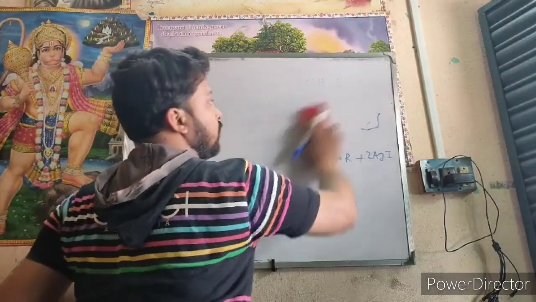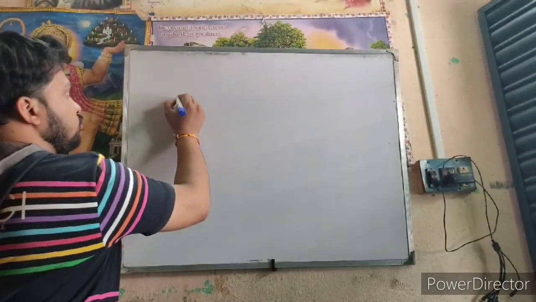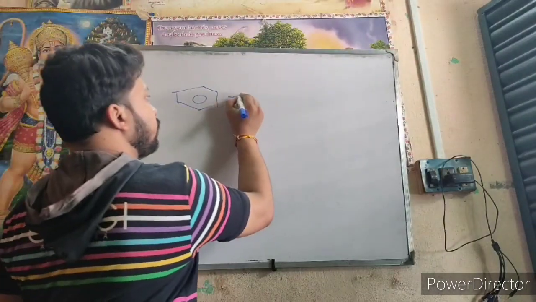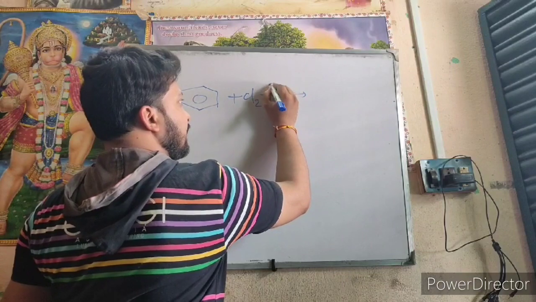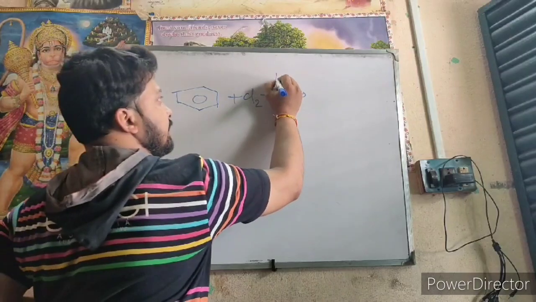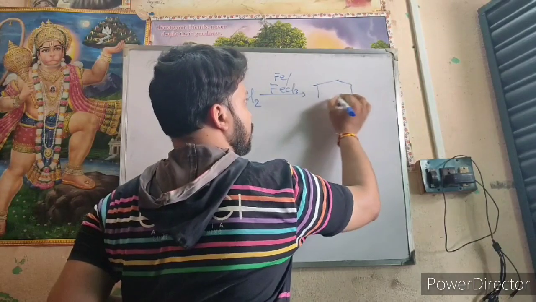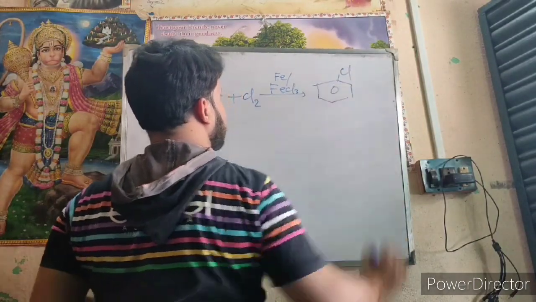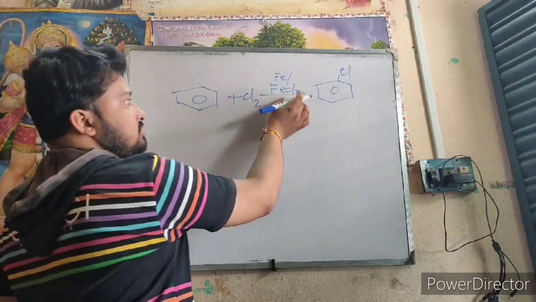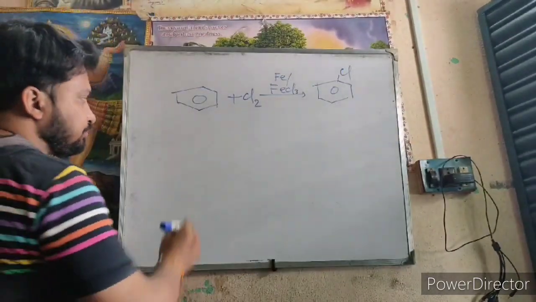Now there are a few preparation methods of haloarenes. What are they? If you use benzene with chlorine and FeCl3 with Fe dust, you get chlorobenzene. It is also a simple process. Benzene reacts with chlorine in the presence of Fe and FeCl3. You get chlorobenzene.